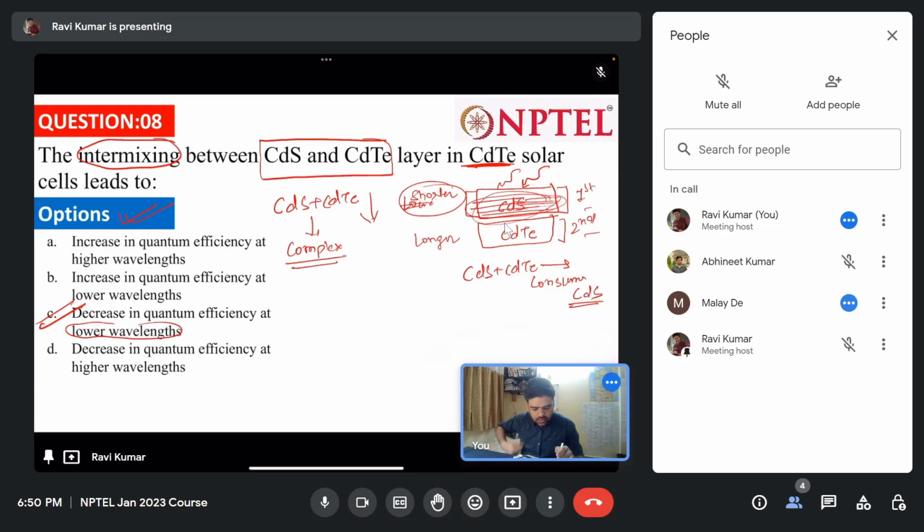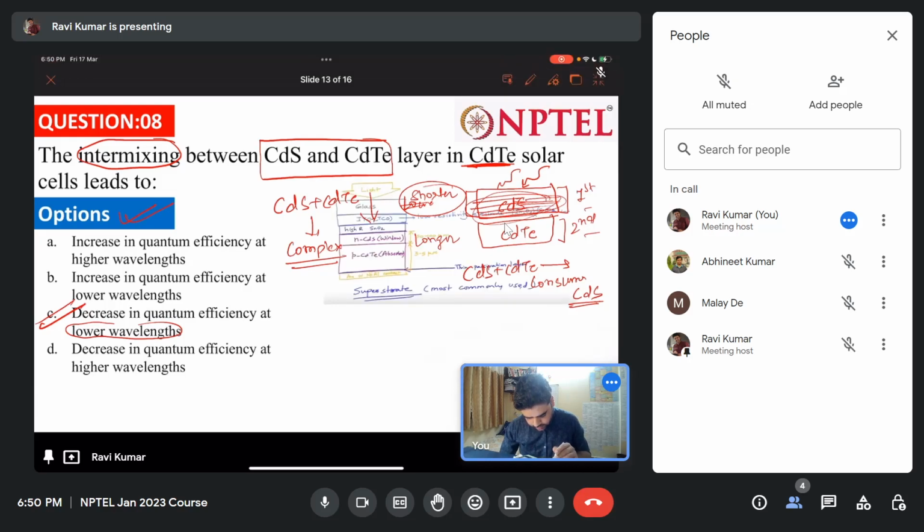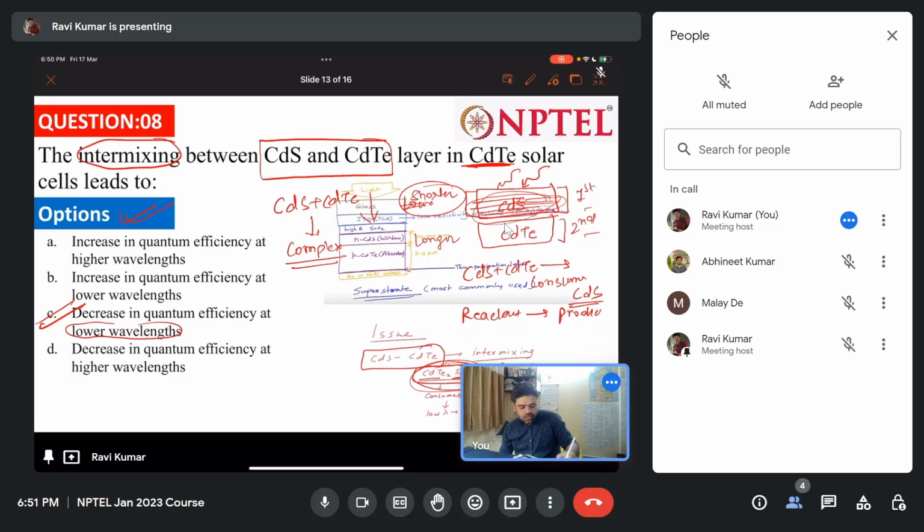I'll show you. CdS and CdTe will intermix and they will form this particular complex, like CdTeS. If CdS and CdTe are making a complex, then CdS is working as a reactant. And if reactant is converted to product, this reactant will decrease as the product increases.